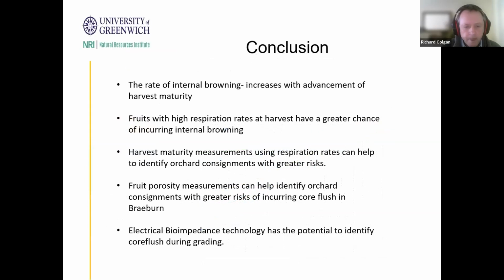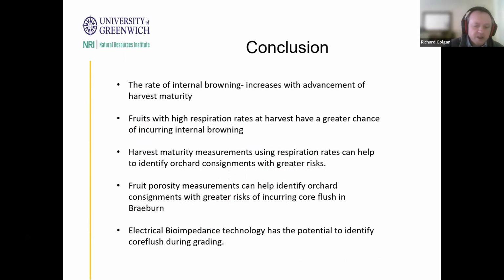So, conclusion: certainly the rate of internal browning in apple does increase with the advancement of fruit harvest maturity. Respiration rates at harvest do give a good idea of what you might incur during storage. And also, measuring harvest maturity measurements during storage can give you an idea of what that stored fruit might be doing in terms of potential for damage.